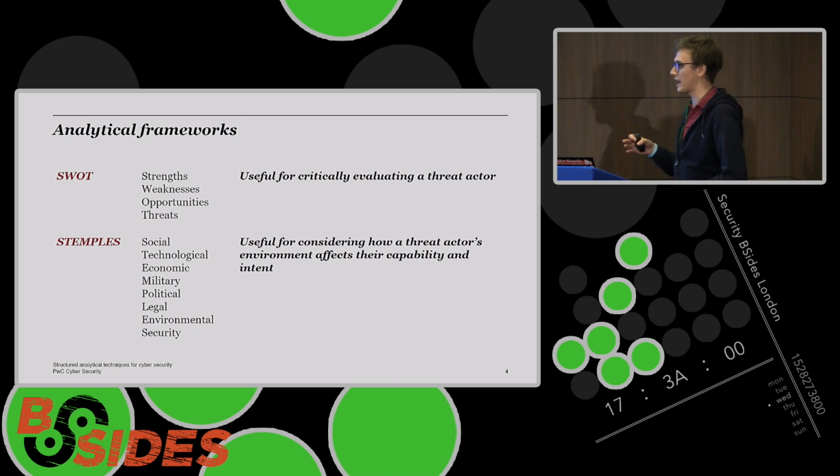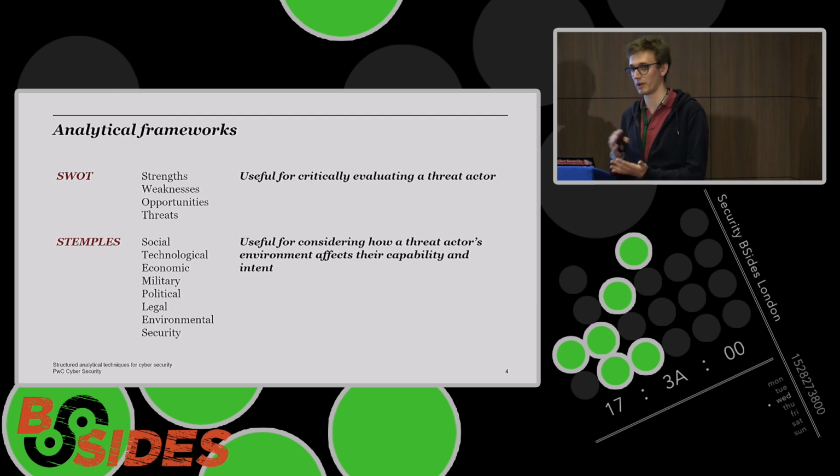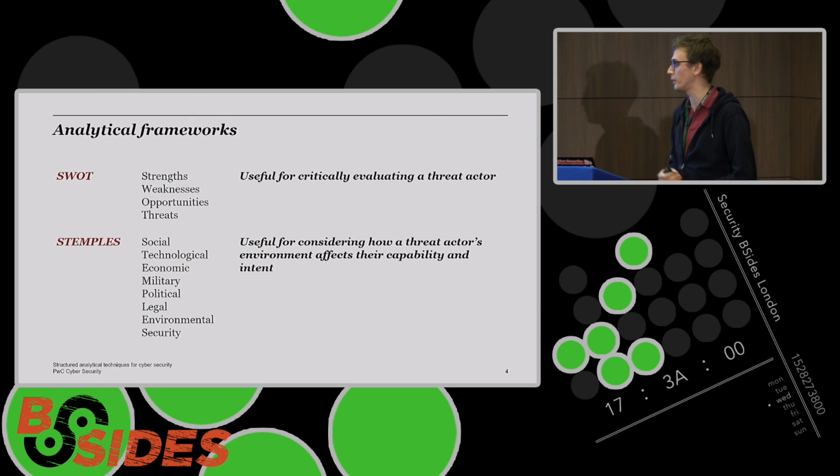The other one is called a STEMPLES analysis. You might also have seen this referred to as PESTLE, which is more widely used in business. STEMPLES just takes the same thing and adds a couple of letters on. Effectively, that's a framework for considering how an environment might affect a threat actor or something else. Based on what we know about a threat actor, how are the various elements of the environment going to affect them? Or if we don't know anything about a threat actor, how might the environment mean that they were going to behave? It's just a way to prompt us to think about the question and about a threat actor in a reasoned way.